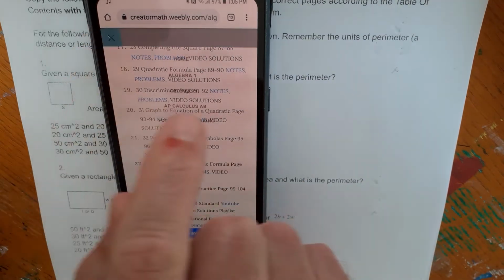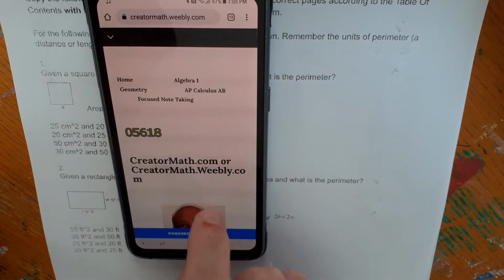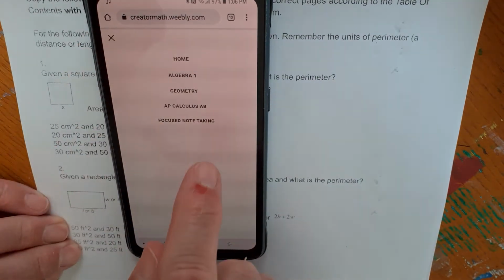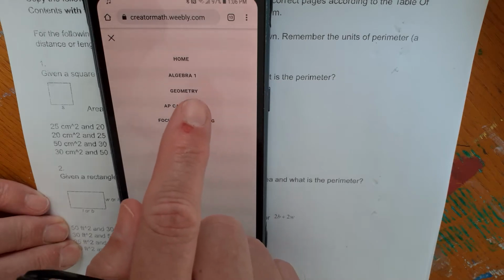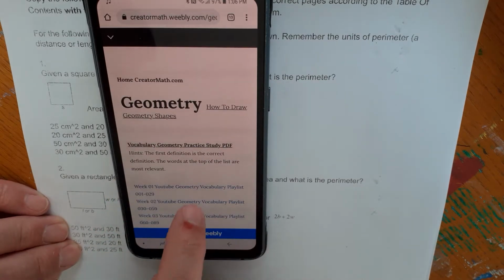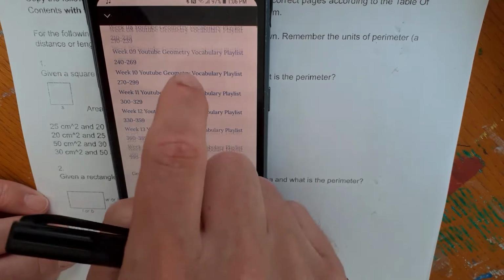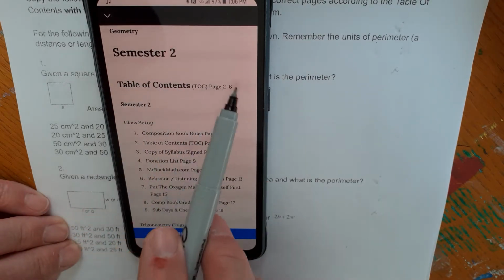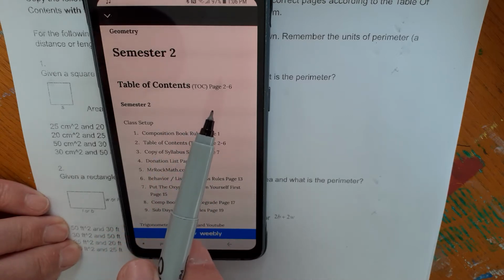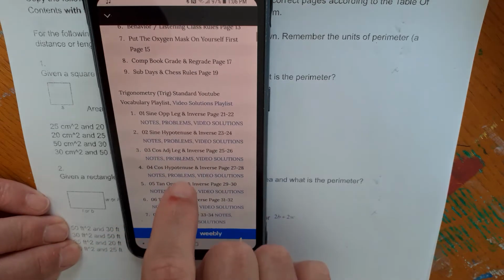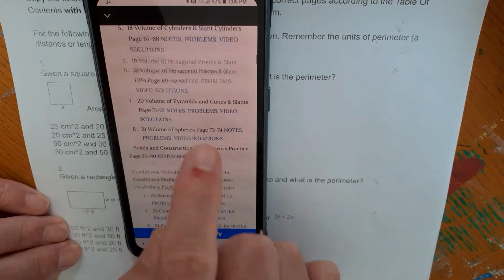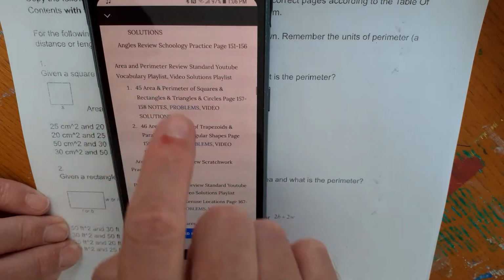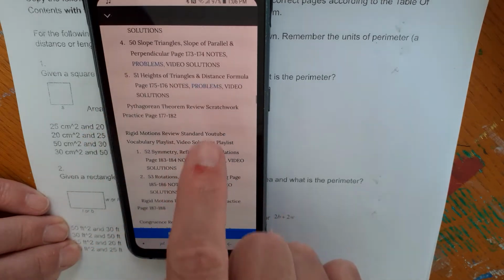creatormath.weebly.com. The home page looks like this. Once you're there, this is a geometry lesson, so all the notes and lesson videos are under the tab Geometry. Pass by vocabulary, and find the table of contents. So this is Semester 2, table of contents. This should be copied into pages 2 through 6 of your comp book already. We're going to go down and find the correct unit here. Conics, angles, area, Pythagorean.